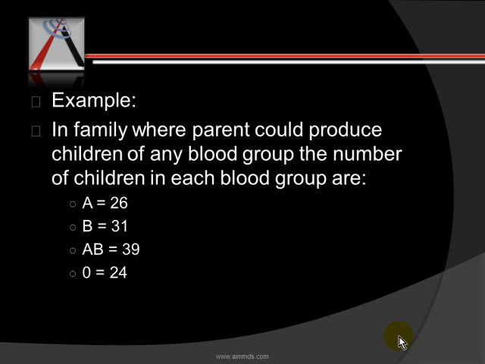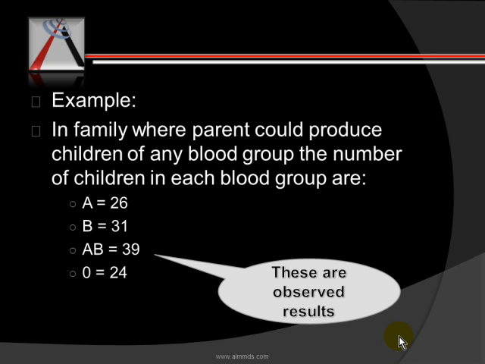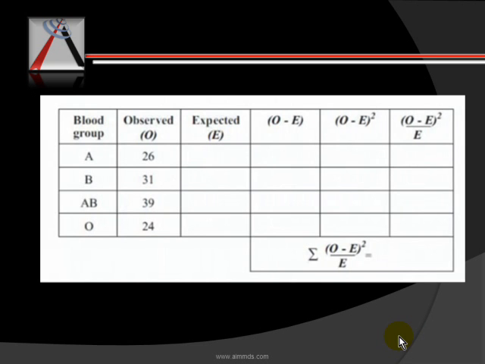How do we understand that? We take an example. I'll not go into the details of the calculation, but at least we'll see how we'll apply the formula. In a family where parents could produce children of any blood group, the number of children in each blood group are A is 26, B is 31, AB is 39 and O is 24. So what are these? These are the observed results. What were our expected results?